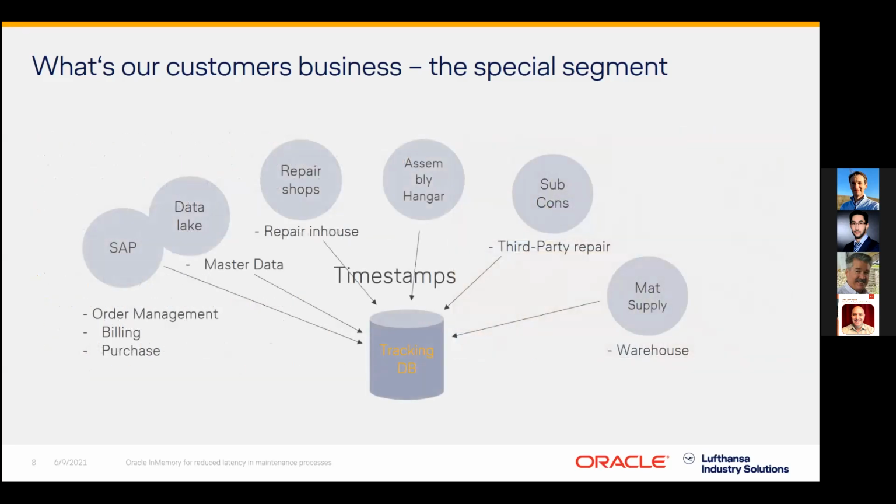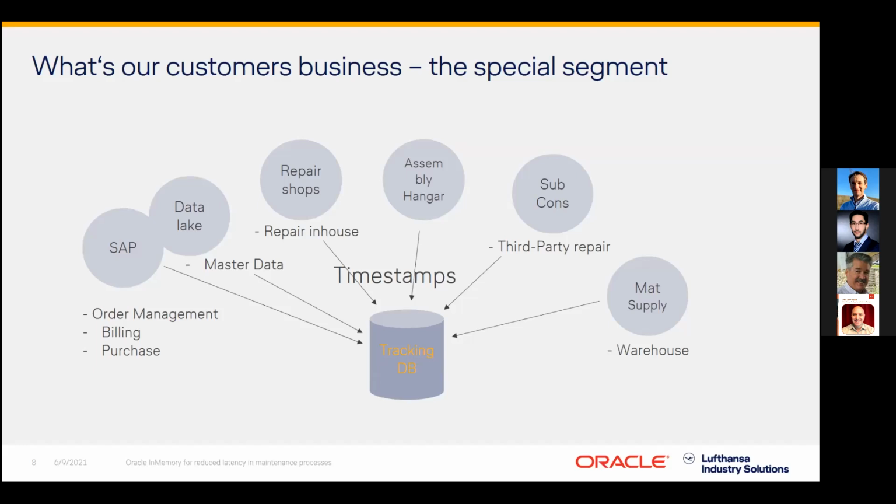All the information that is necessary to keep track of the parts is bundled in an Oracle database. We call it the tracking DB. Every activity, every move of a part is reported to the database, including a timestamp stating when it happened. These timestamps are related to different events and form the basis for further reporting. Apart from the information coming from the assembly hangar, there are a lot more sources delivering data to this database. I've outlined the most important ones.